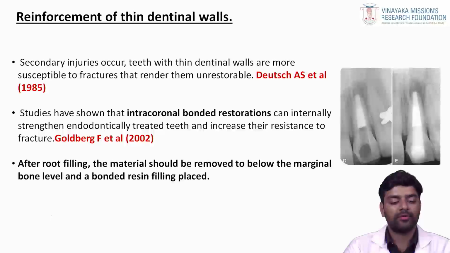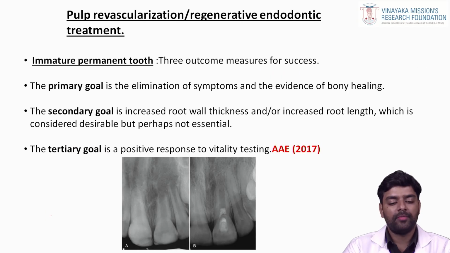Then moving to the reinforcement of thin dentinal walls. Teeth with thin dentinal walls are more susceptible to fractures that render them unrestorable. Studies have shown that an intracoronal bonded restoration can internally strengthen endodontically treated teeth and increase the resistance to fractures. After root filling, the material should be removed to below the marginal bone level and a bonded restoration should be placed. Then pulp revascularization or regeneration endodontic treatment.